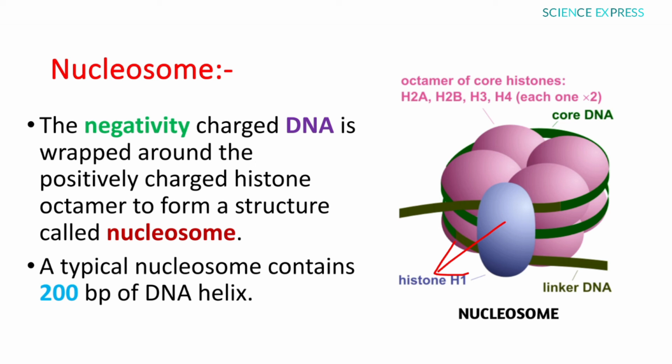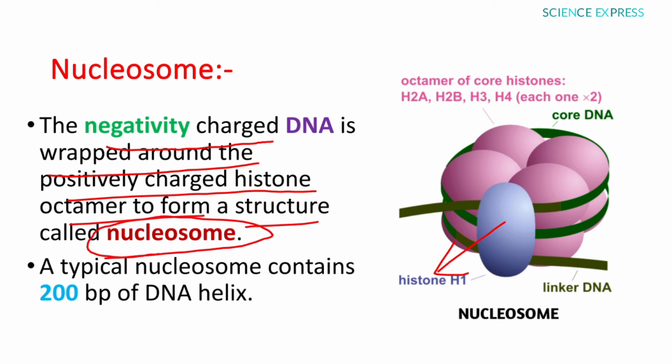Now here we can see the nucleosome. The negatively charged DNA is wrapped around the positively charged histone octamer to form a structure called the nucleosome. So this total structure, core DNA, linker DNA and histone octamer, is called the nucleosome. The typical nucleosome contains about 200 base pairs of DNA helix. So here 200 base pairs are involved. Clear? Histone H1 helps in binding, mainly tightening of the octamer and DNA.